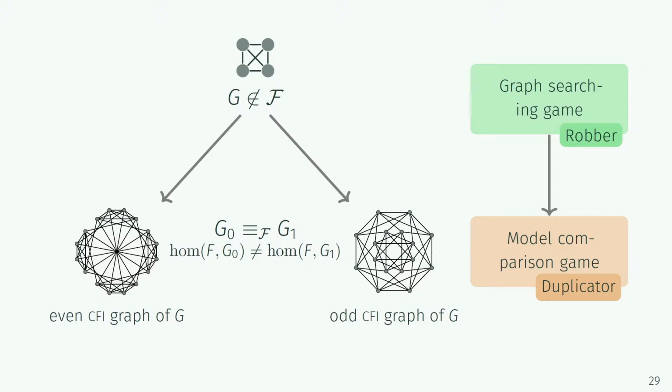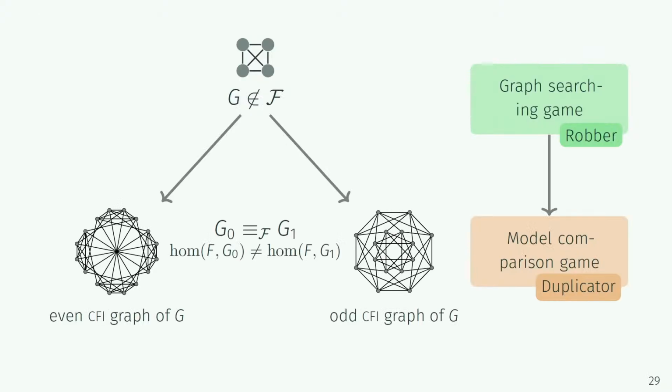That's basically the idea. But the drawback of this is that this only works for graph classes F where you have a graph searching game characterizing F and a model comparison game characterizing homomorphism indistinguishability over F. If you don't have these, then you're sort of in the wild and you don't know what to do.